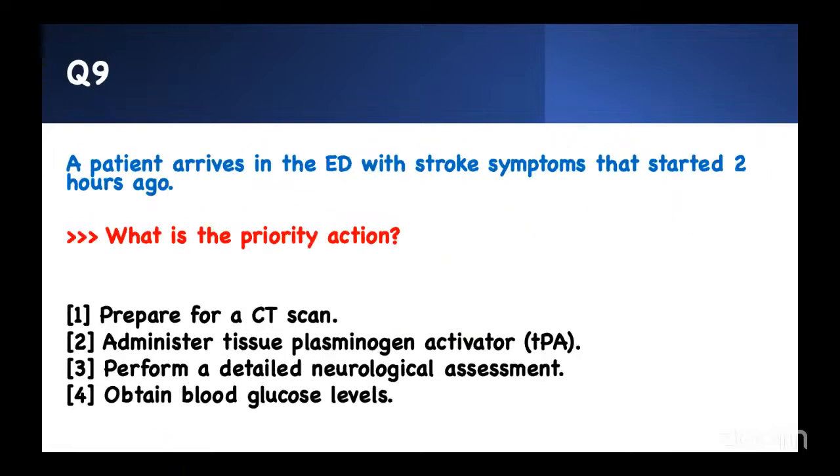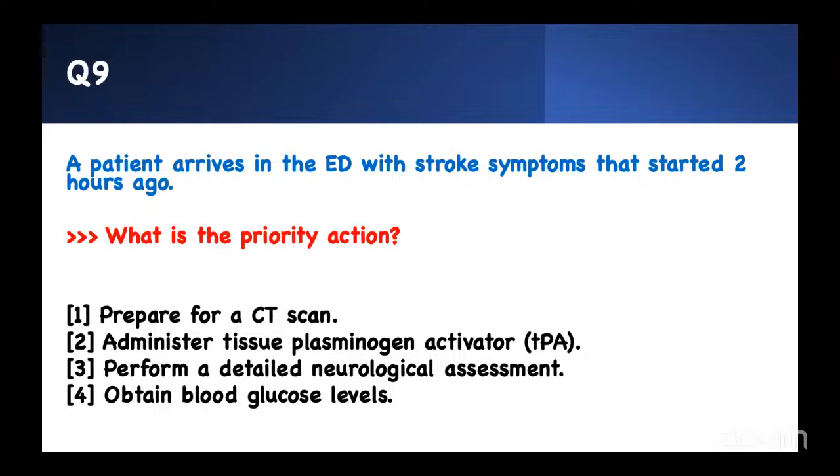What do you think? What is the priority action? The patient has a stroke. They came in 2 hours ago. Do you go and get a CT scan? Do you give them TPA? Do you perform a detailed neurological assessment? Do you check their blood glucose? Do you have time to do all this? Which one will give you more information? Which one will save the patient? A stroke patient, be sharp.